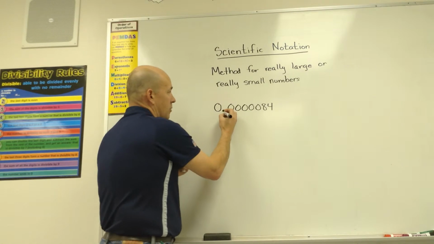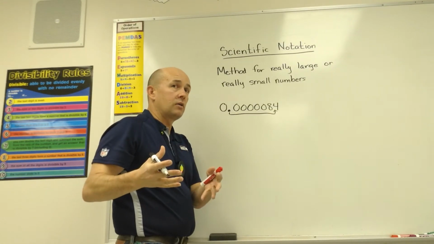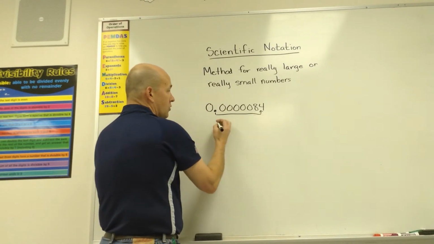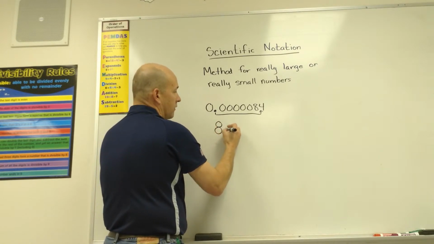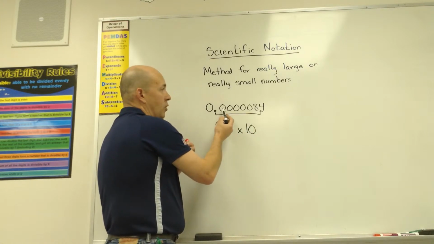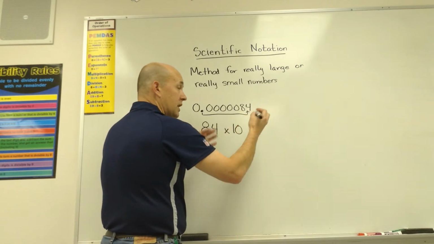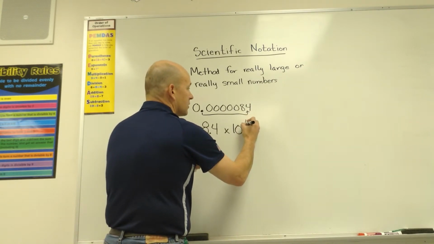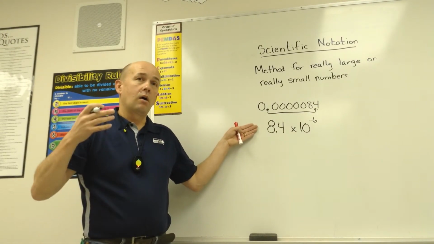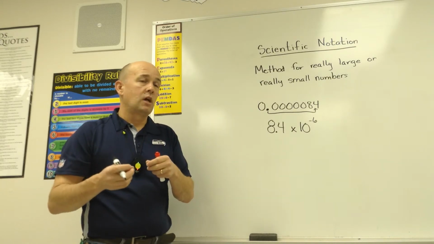I'm going to take that decimal point and move it so it gives me a number that is greater than or equal to 1 and smaller than 10. In this case, I'm going to have to move it right between the 8 and the 4. So that gives me 8.4 times 10, and I move the decimal point 1, 2, 3, 4, 5, 6 places to the right. When I move the decimal point to the right, it's a negative exponent, so it's 10 to the negative 6th power. So that is scientific notation, taking very large numbers or very small numbers and putting them in a form that is easier to understand.